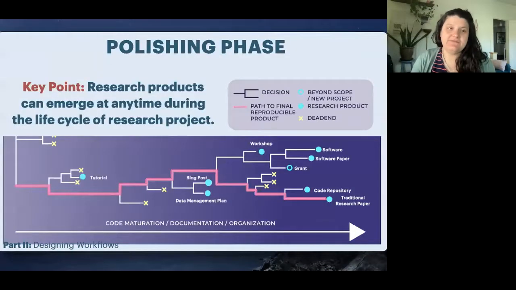So for the polishing phase, a key point here is research projects can emerge at any time during the life cycle of the research project. So we talked about this line of reproducibility, but you really want to keep yourself and your team and what research projects to get credit for following this entire project workflow.